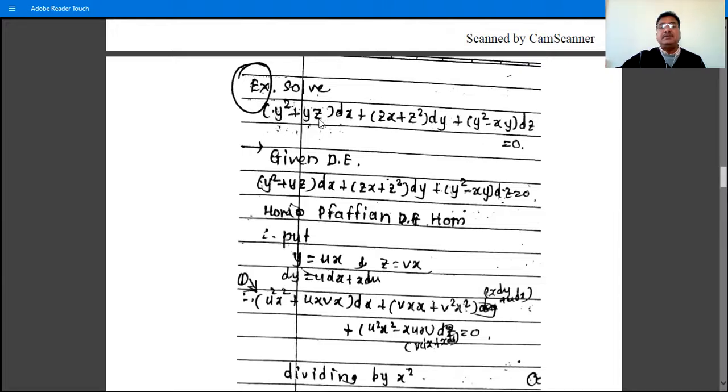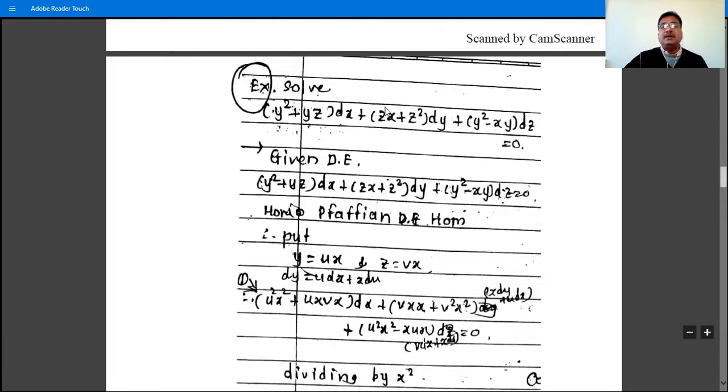So how can we check that P, Q, R are homogeneous functions? If you observe P here, y² + yz, there are two terms. In the first term y², the power of x is 0, power of y is 2, and power of z is 0, so the addition of the powers of x, y, z in the first term is 2. Similarly, in the second term, x is raised to 0, y raised to 1 and z raised to 1, so the addition is 2. If the addition of the powers of x, y, z in each term is equal, then we say the function is a homogeneous function. So this is a homogeneous function in x, y, z.